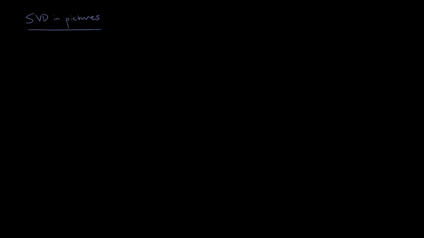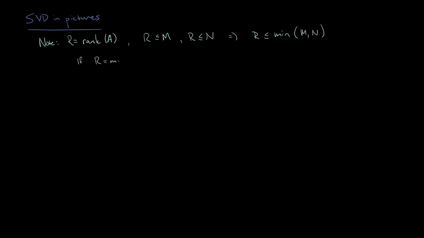To make this picture precise, let me first point out that one of the key parameters in the SVD is r, which is the rank of A. Formally, the rank of A is the maximum number of linearly independent columns or rows. That tells you immediately that the rank is always less than or equal to m, and less than or equal to n. Together, these two imply that the rank r is always less than or equal to the minimum of m and n. Now, if r is equal to the minimum of m and n, then A is what's called full rank.